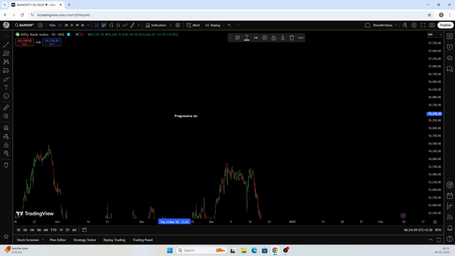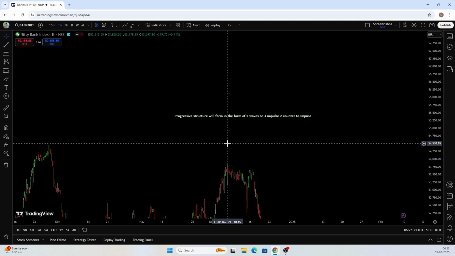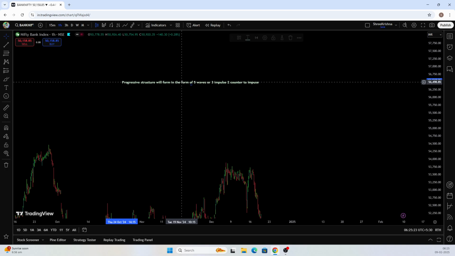Progressive structure will form in the form of 5 waves, or 3 impulse and 2 counter to impulse. So this was basically explained by R.N. Elliott.